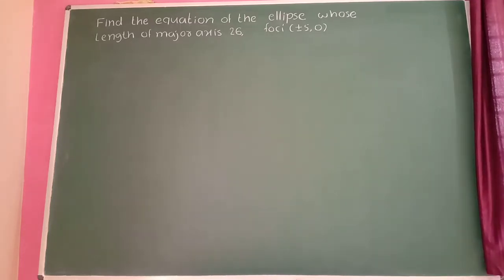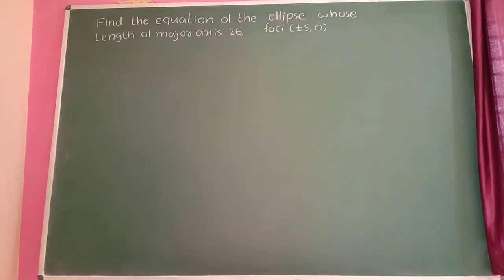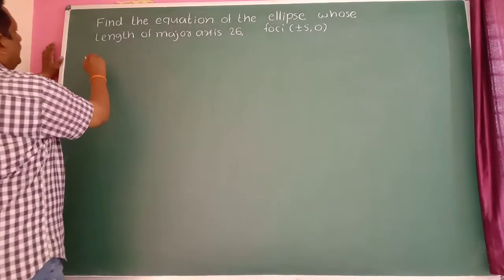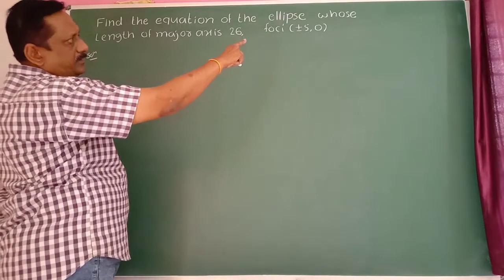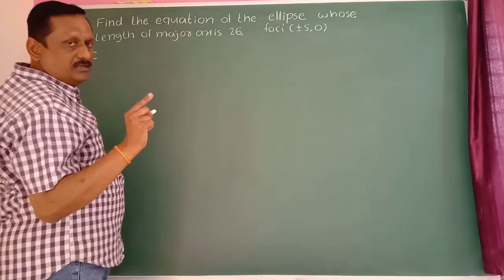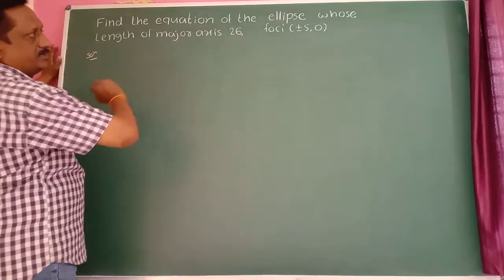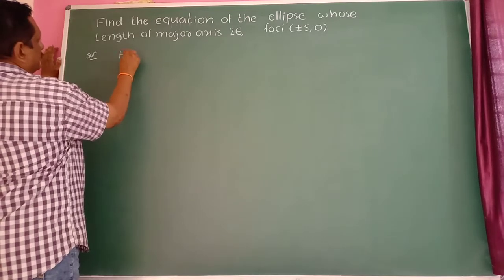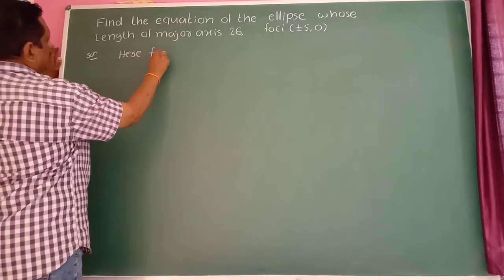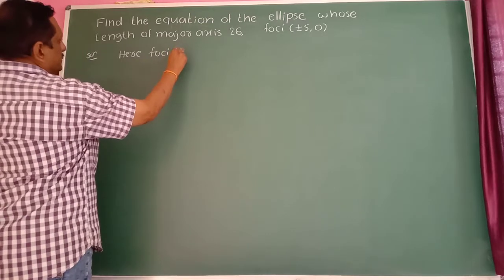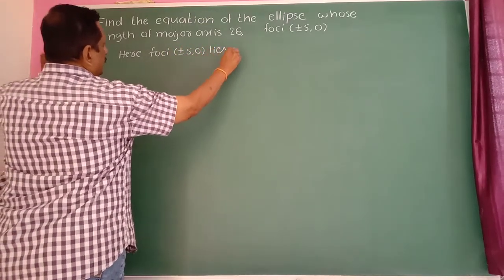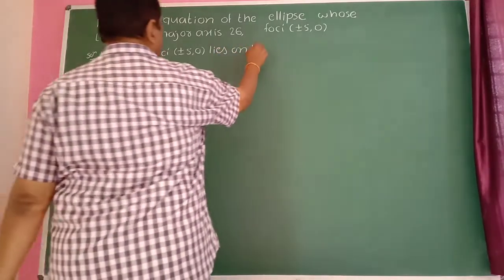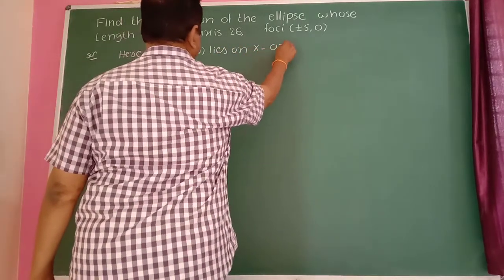So length of major axis is 26 here. Then foci plus or minus 5 comma 0. Therefore, in this case, foci plus or minus 5 comma 0 point lies on x-axis here because y coordinate is 0. So here foci plus or minus 5, 0 lies on x-axis here.